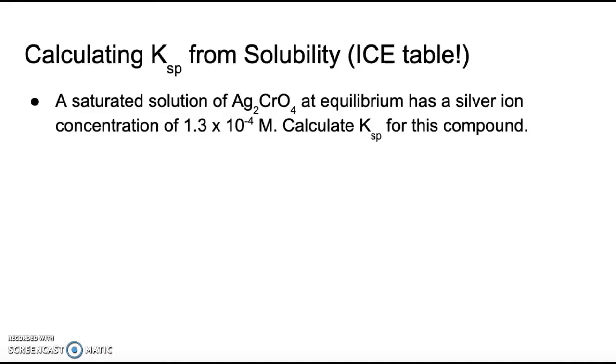And for both of these, we want to use our ICE tables, just like we've been using for our other equilibrium problems. So we're going to work one together, and then I'm going to have you work one on your own. So for this first question, we're looking at a saturated solution of silver chromate at equilibrium. And we can see that it has a silver ion concentration of 1.3 times 10 to the negative fourth molar. So we're going to set up an ICE table together to calculate KSP for this compound.